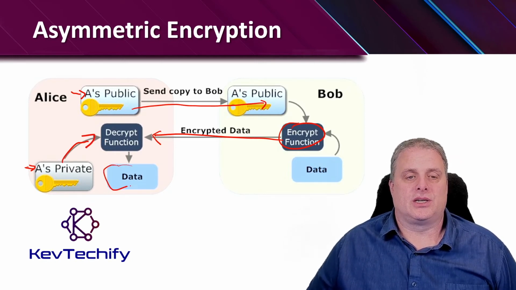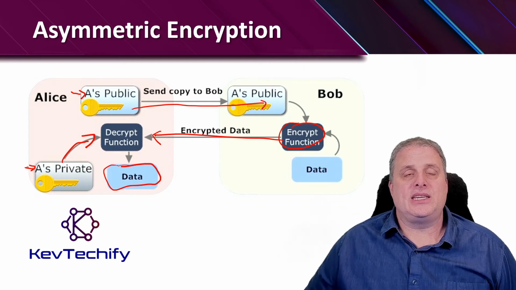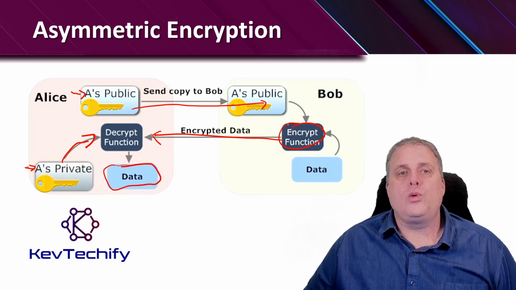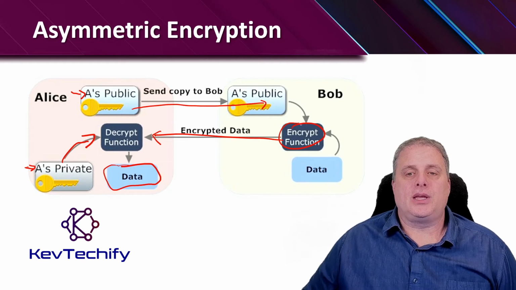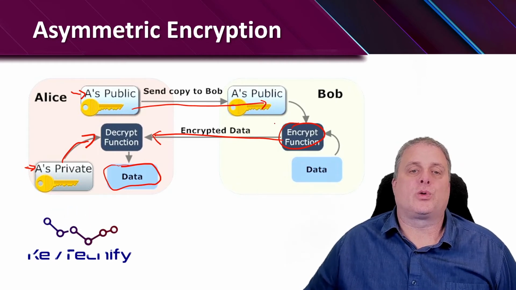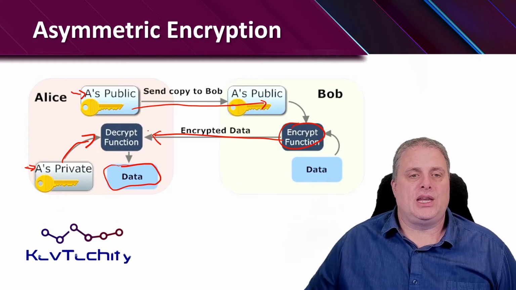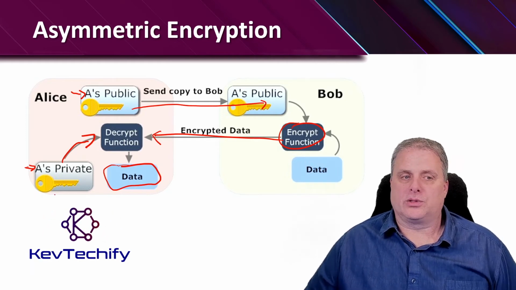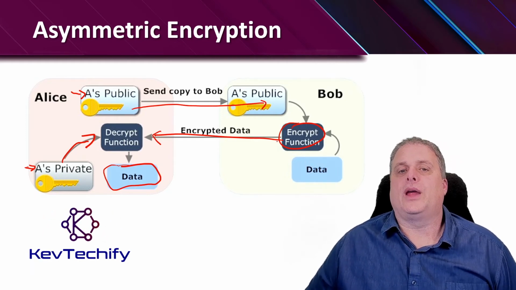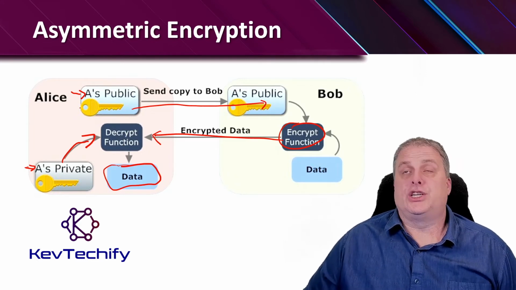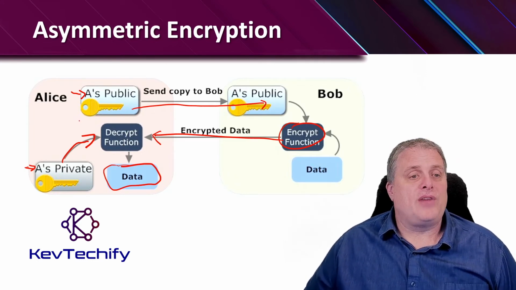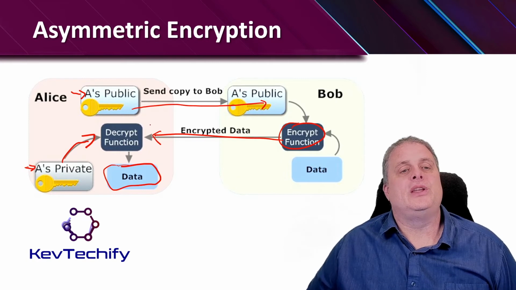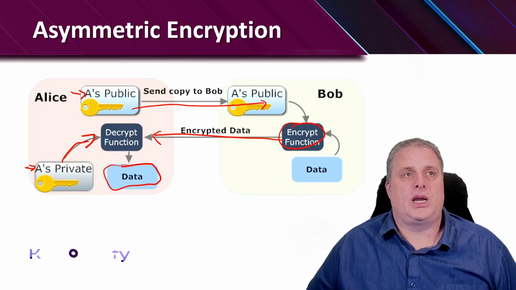Now, these keys are one-way encryptions. The public key will take the data and encrypt it. The private key will then take that encrypted data and decrypt it. Those keys don't work the other way. The public key is to share with the public. The private key is to keep to yourself so you can decrypt that private information.